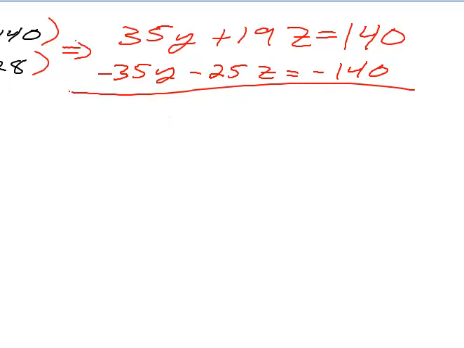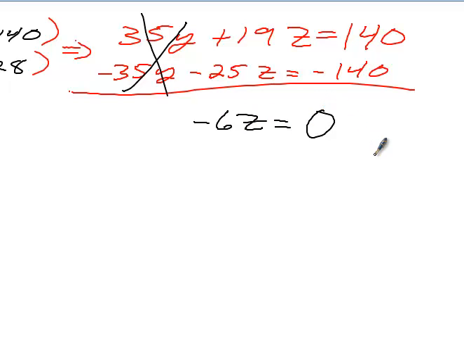Add. What's 35y take away 35y? Zero. What's 19z take away 25z? It's -6z. And what's 140 take away 140? Zero.